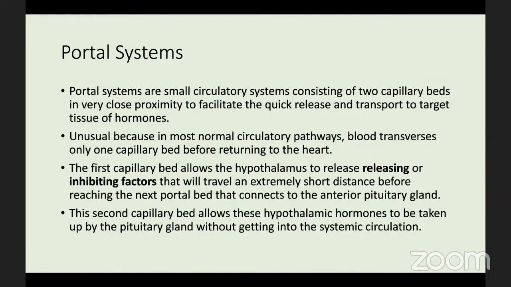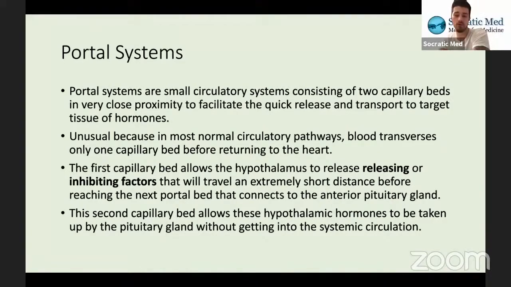So in the first one, these tropic hormones, which we're referring to as releasing or inhibiting factors, enter that first capillary bed. They travel a very short distance, and then they reach the next capillary bed where they actually diffuse into the pituitary gland. So this second capillary bed allows the hypothalamic hormones to be taken up by the pituitary gland without getting into the systemic circulation. So humans have two portal systems.